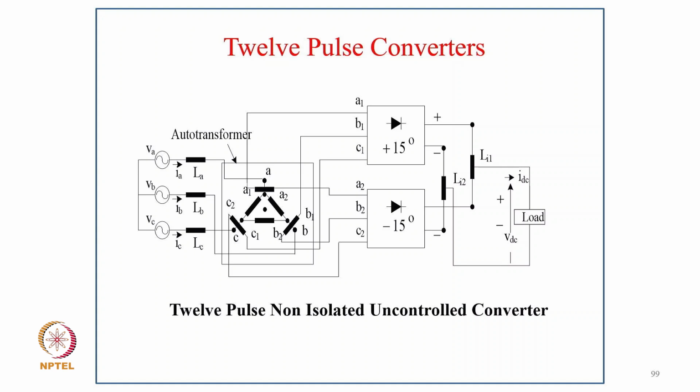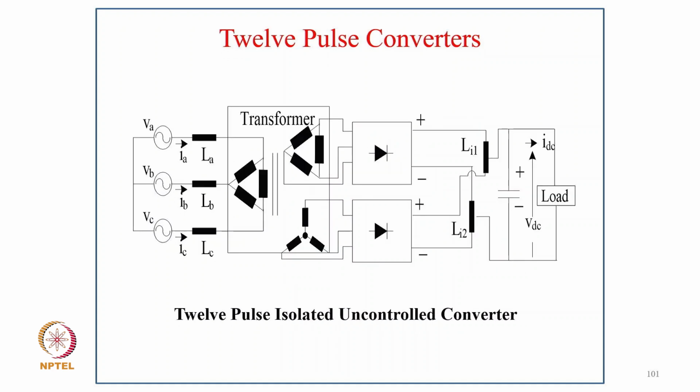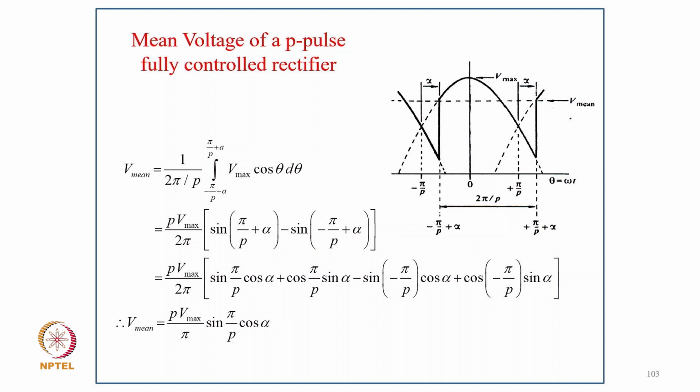Typically the diode rectifier can be, so what we get with the help of auto connection, the phase shift with the auto connection, extended auto connection plus minus 15 degrees, and then it gives a 12 pulse non-isolated uncontrolled converter. Of course, the transformer rating is drastically reduced, and this is a 12 pulse non-isolated controlled converter, and this is typically an isolated 12 pulse uncontrolled converter, and this is a 12 pulse isolated controlled converter.